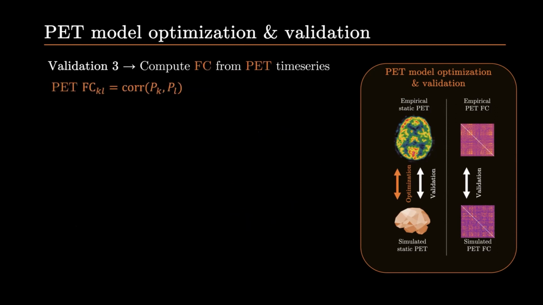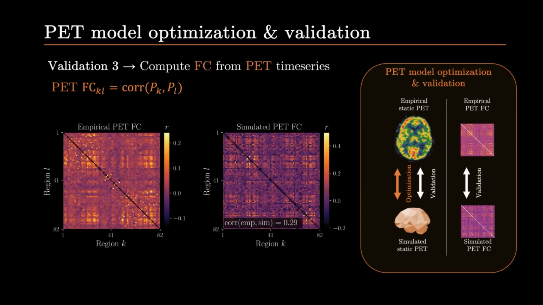Okay, third validation. As I said before, the data set contains not only static PET images, but PET time series. And as for bold, we can compute a functional connectivity matrix from these PET time series. So this is now not fMRI functional connectivity, but PET functional connectivity. And we can, again, perform this computation of the functional connectivity for the empirical data and for the simulated data and compare them against each other. And we find that they correlate well with each other.